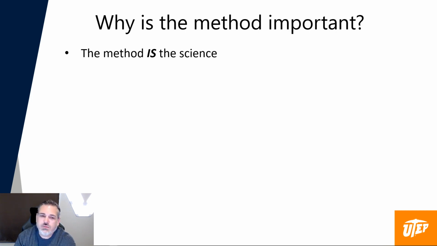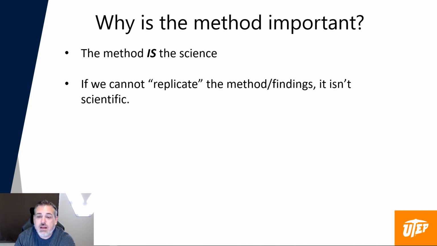Well, the reason is the actual method is the science part of political science. Without the method, we would just be fans of politics. We might have a deep understanding of politics, but we wouldn't actually be generating knowledge about politics. That's why the method itself is so important. And you have to understand that the method is the scientific method. And with that comes some very important caveats.